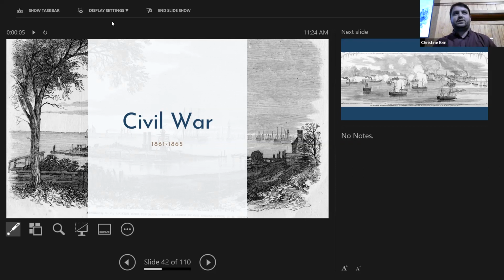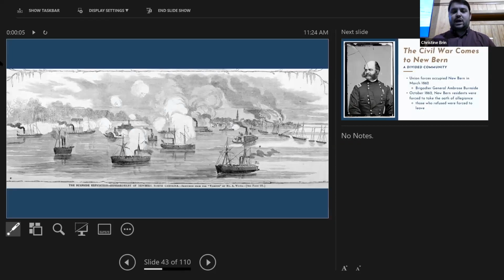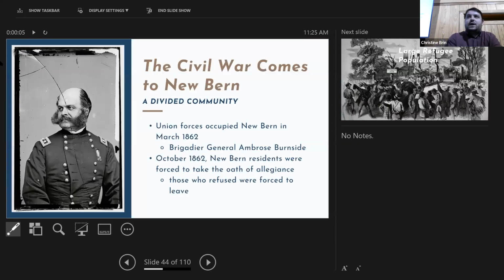So any more questions? We'll just roll into the Civil War now, because that's an interesting time period. So here's an image of the bombardment of New Bern by the Union Navy in preparation for the capture of the town, which did fall pretty quickly. The Confederate forces didn't really have much of a chance because they were vastly outnumbered and outgunned. So it was in March 1862 that General Ambrose Burnside captured New Bern, and it was occupied by Union forces.